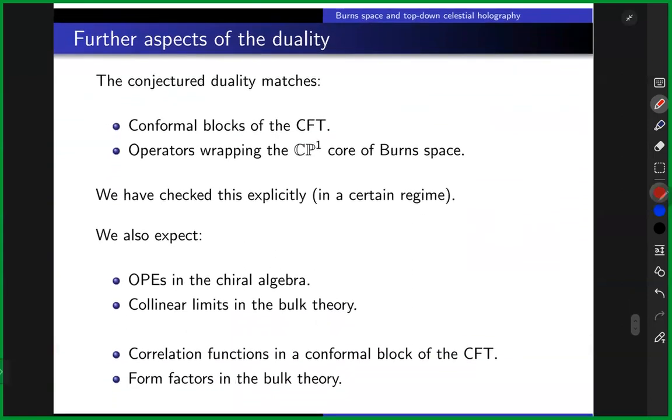Okay, so I'm going to explain most of what we know about the duality. There's a little more we're able to check. If you compute the conformal blocks of the CFT, the way I think about this kind of thing is that conformal blocks should be states of the 4D theory, which are more or less the operators wrapping the CP1 in the middle. And we can check this. How do you compute the conformal blocks? Well, you take the CFT in the planar limit, and basically each open string and each closed string looks like a free field.